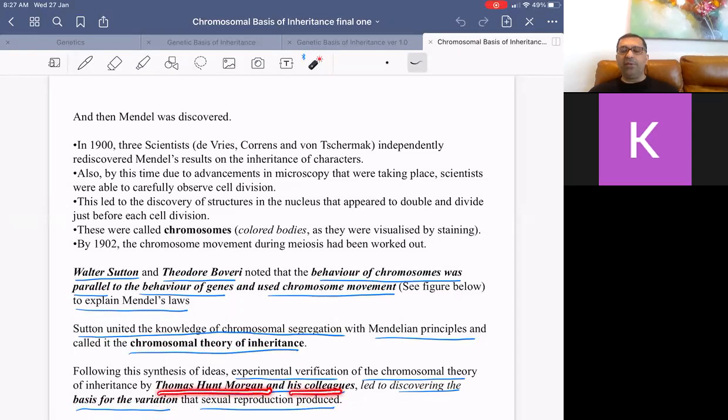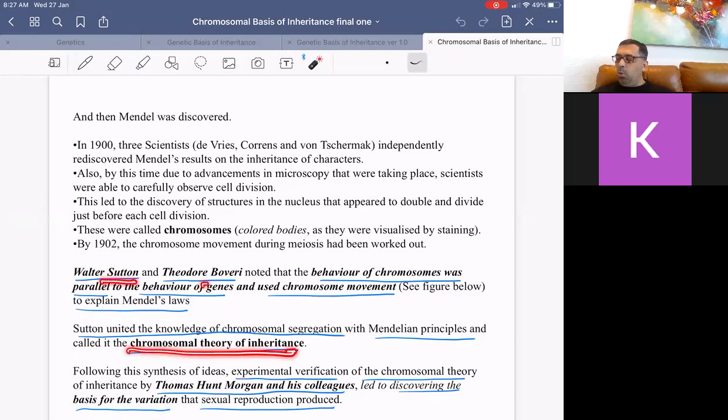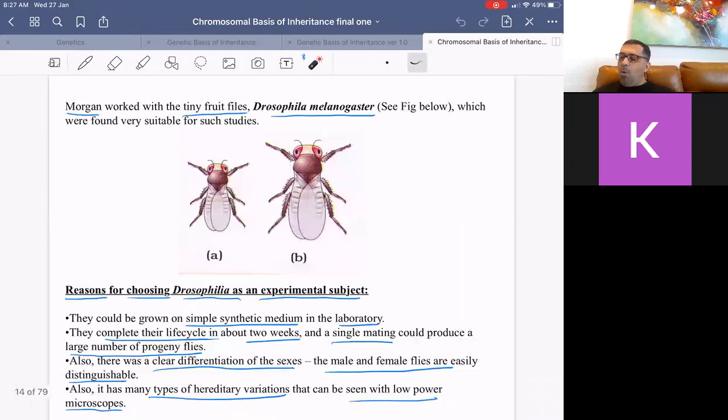So who gave the chromosomal theory of inheritance? Sutton and Boveri. Who gave the experimental verification for it? Thomas Hunt Morgan. So these were the scientists involved, and Morgan worked on the tiny fruit fly Drosophila melanogaster, which was very suitable for his studies. If you remember, Mendel had selected the pea plant and Morgan selected Drosophila.